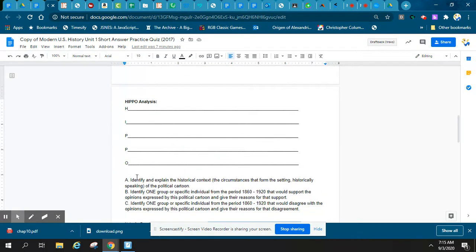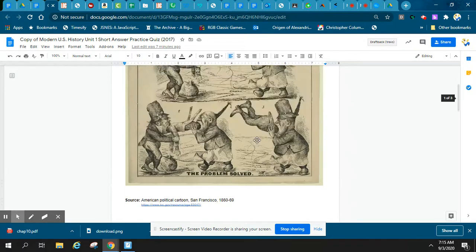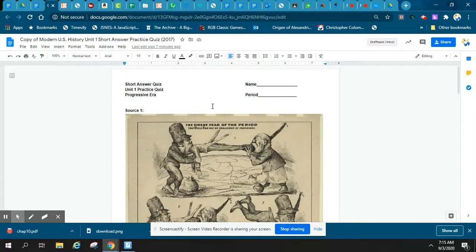So once again, two sentences per question. Each of your hippo analysis can be a well-developed sentence, maybe two sentences. And this is your only assignment for today.